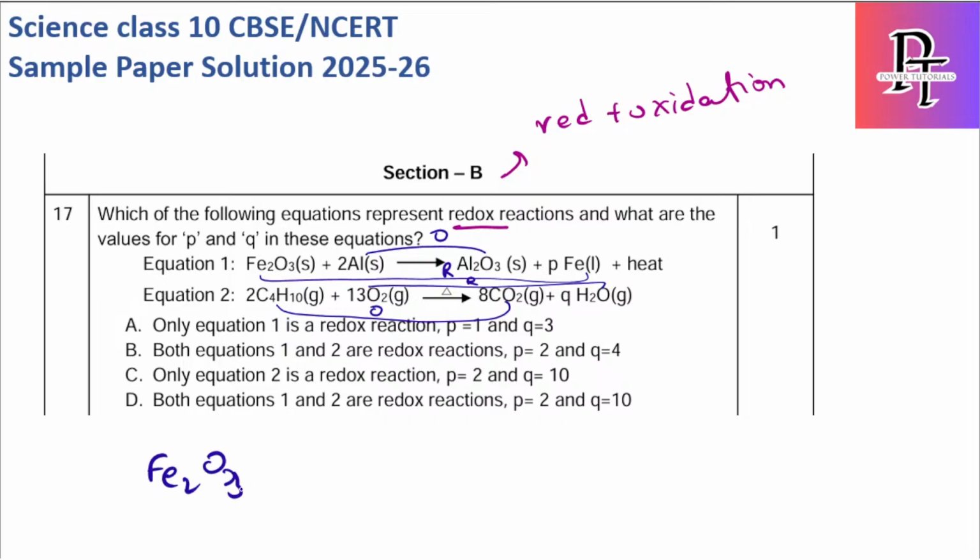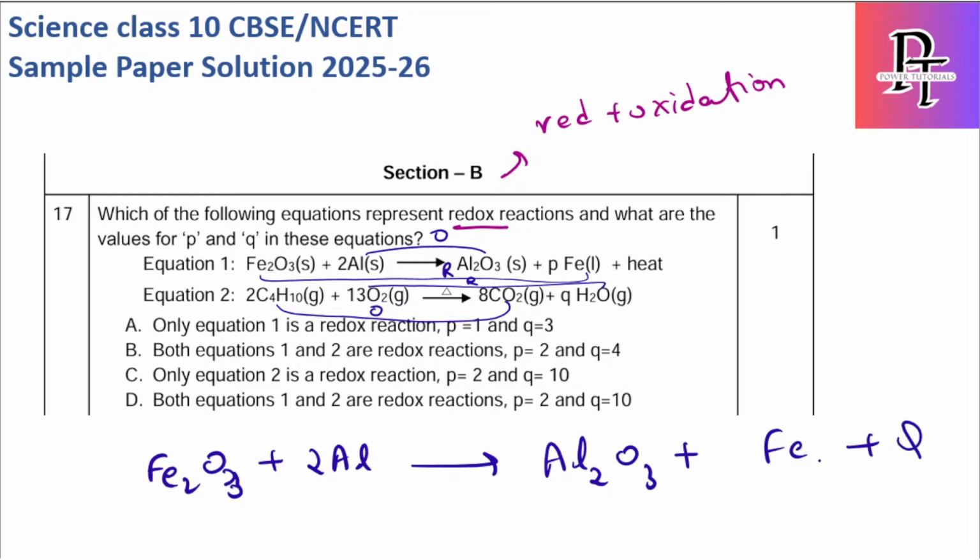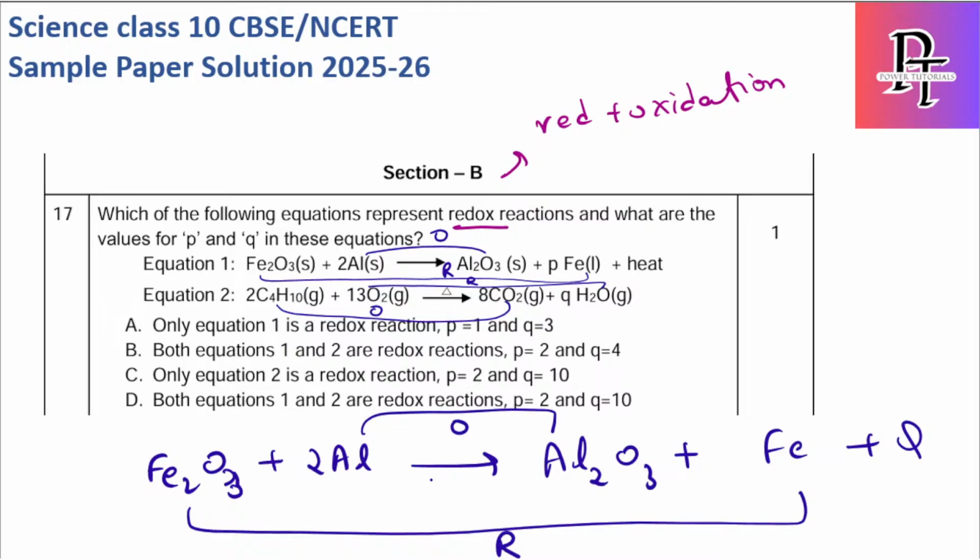Fe2O3 plus 2Al gives rise to Al2O3 plus Fe plus heat, and just represent heat as Q, which is a form of energy. Now here, what I am saying is, it is an addition of reduction of oxygen, so it is a redox reaction. Here it is gain of oxygen, so it is oxidation. Same way below also, I told you this is reduction and this is oxidation.